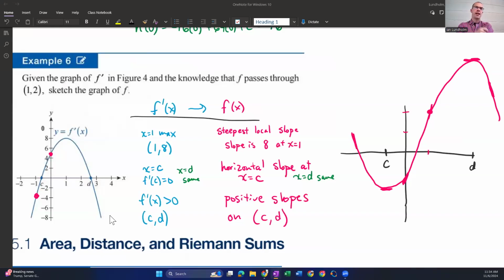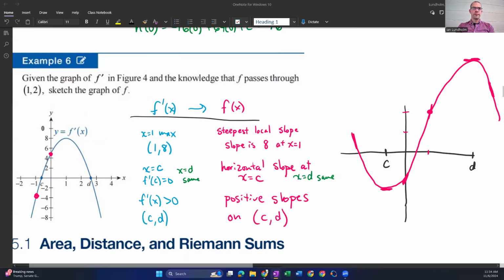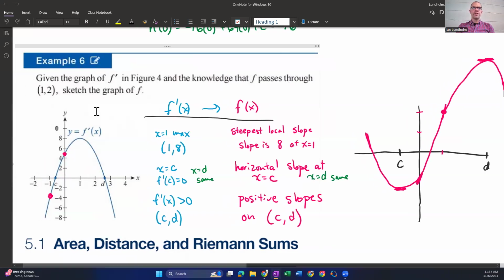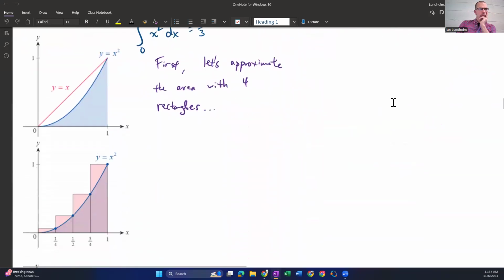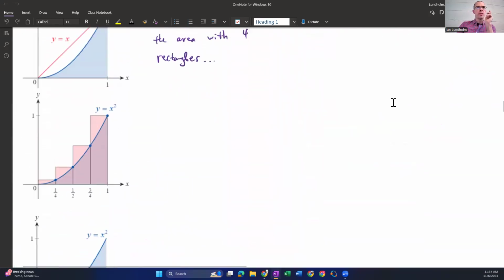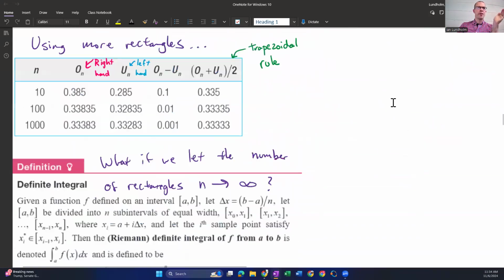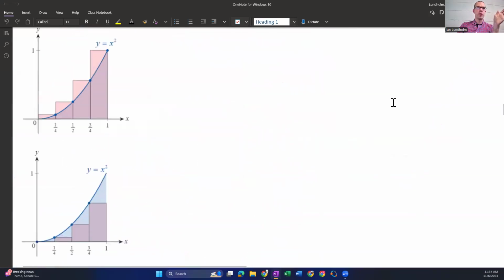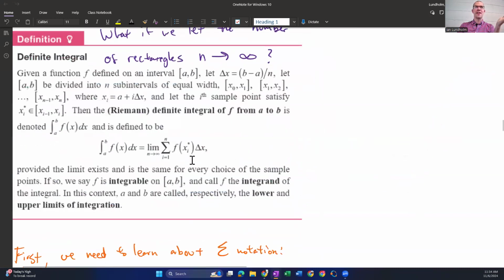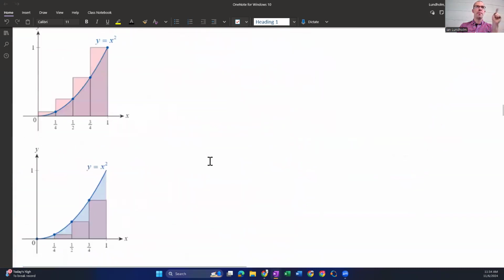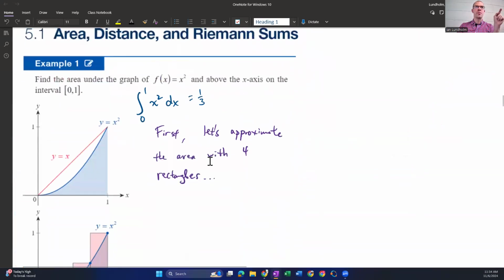So yeah, those are the kinds of things that you can do. I don't exactly know how we're doing on time. I'd like to get through this example and then we can be done. I think we'll leave the limit definition of the definite integral for next time, but doing a couple Riemann sums will be good.